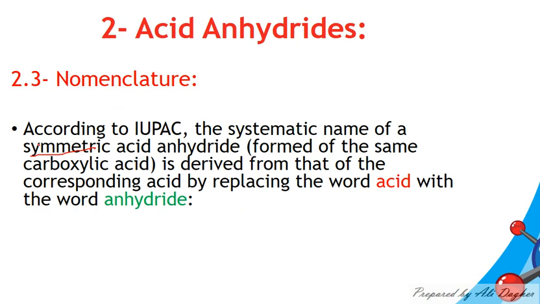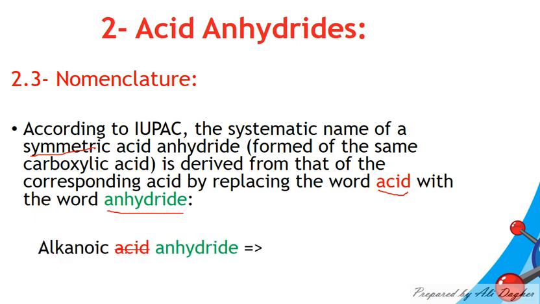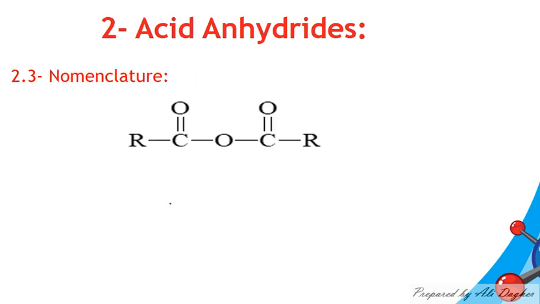Now the nomenclature of symmetric acid anhydride: it is the same as the name of the carboxylic acid of which it is formed, but we replace the word acid by the word anhydride. The name alkanoic acid becomes alkanoic anhydride. Example: this is the general formula of acid anhydride. This part is the rest of the first acid, and this part is the rest of the second acid.